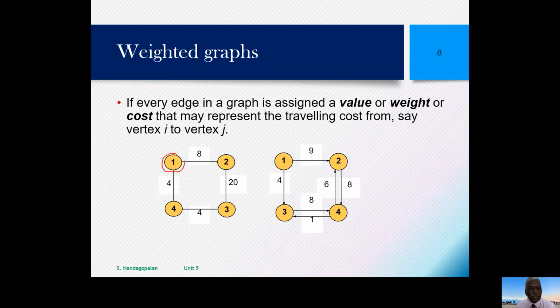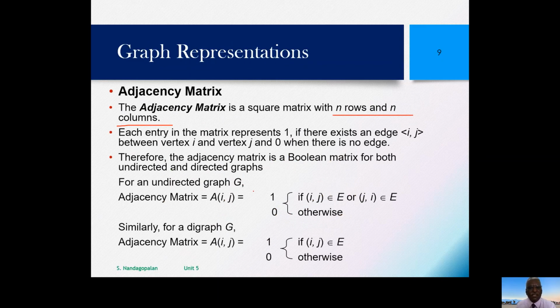So if I take 1, which are the vertices adjacent to 1? It is 2 and 4. 3 is not adjacent to 1. Okay, there is no direct edge. So 2 and 4 are my adjacent vertices, or there exist edges. So that's exactly what we call an adjacency matrix.